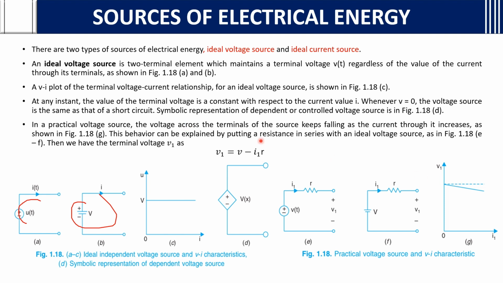The behavior can be explained by putting a resistance in series with the ideal voltage source. This is the ideal voltage source with a resistance. In any form we can represent this, with plus minus in a circle or in this way also. They have shown both representations, so don't get confused. It can be represented in both ways. The source voltage keeps falling as the current through it increases. As the current is increasing, the voltage is falling. It will not be constant. It is constant for an ideal source, but for a practical voltage source, it goes on falling.